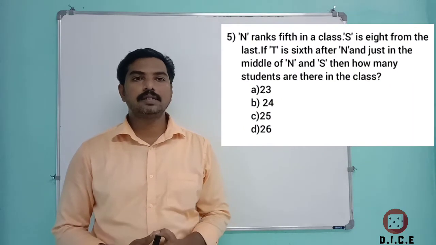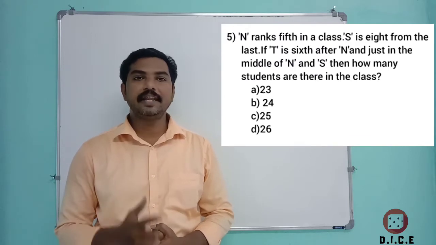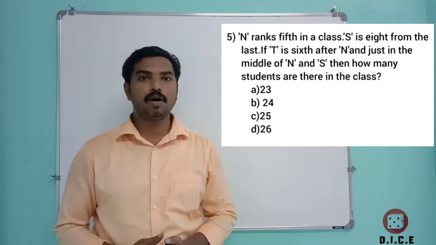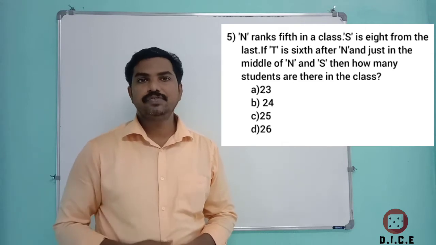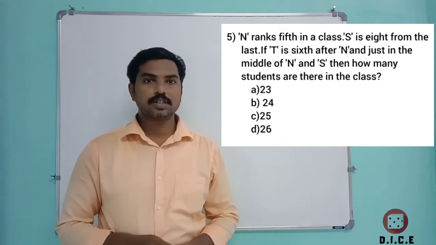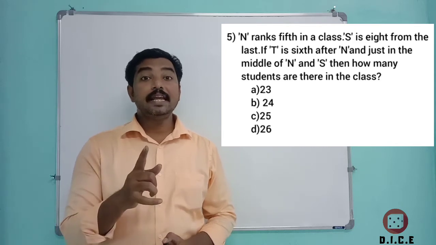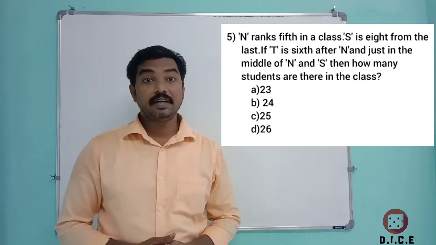N ranks 5th in the class and S is 8th from the last, and T is 6th after N and just in the middle of N and S. In total, how many students are there in the class? This question is very clear. This question should be focused on. He is saying that T is 6th after N. It is not the case of T being 6th.